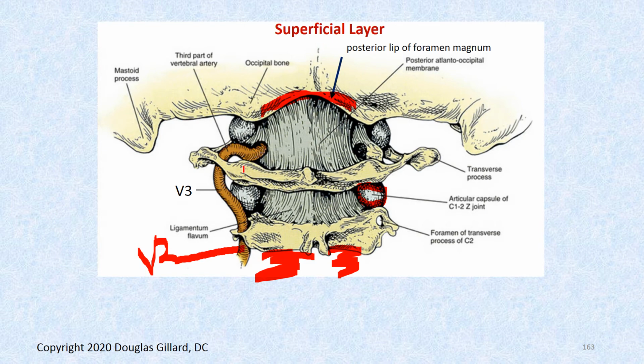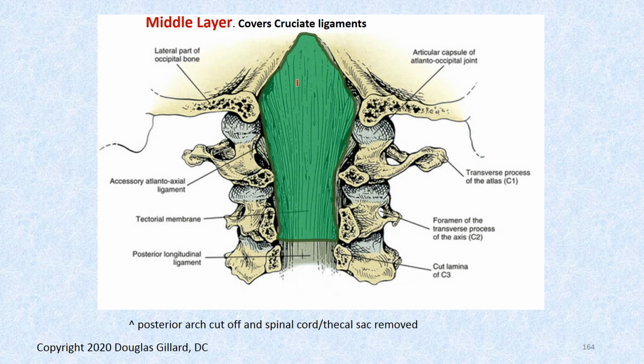If I remove these, if I cut the pedicles and pull off the posterior arch, pull off the lamina here, and I pull off these ligamentum flavum and posterior atlanto-occipital membrane, what's deep to this? We have kind of a medium level now. And this is a continuation of the posterior longitudinal ligament. So this is stuck to the body of C3, stuck to the body and the dens of C2. And yeah, so this is kind of a middle layer, but there's ligaments deep to this even.